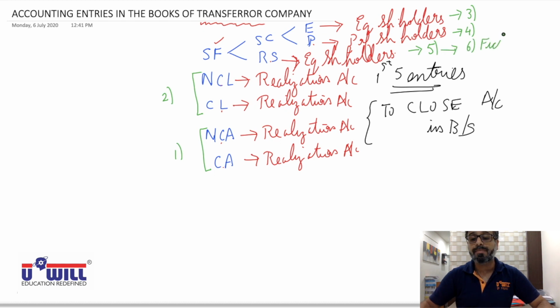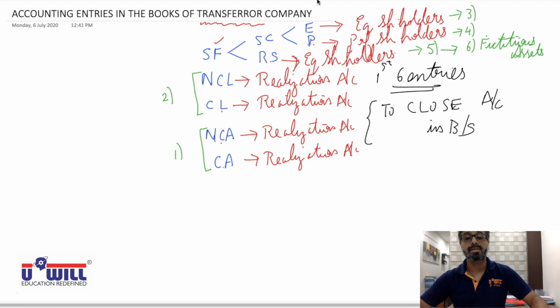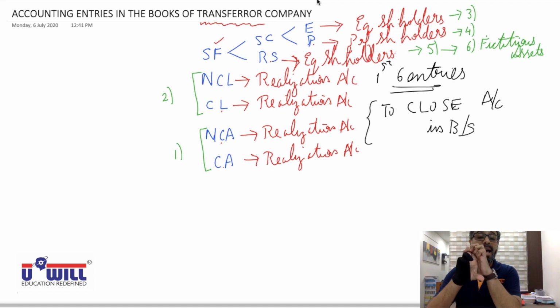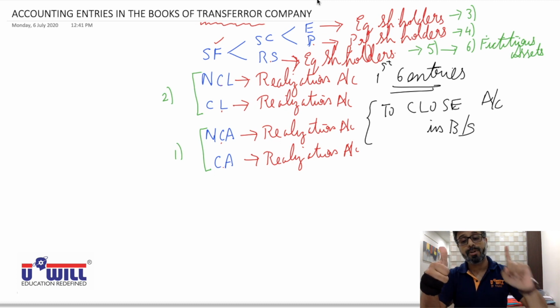Fictitious assets means if reserves and surplus has a profit and loss account's debit balance, then in that situation the sixth entry would come. So I was correct, 6 entries would only be there, but the sixth entry would be for fictitious assets. Okay, so once again, order of 6 entries: assets, liabilities, equity share capital, preference share capital, reserves and surplus, fictitious assets.